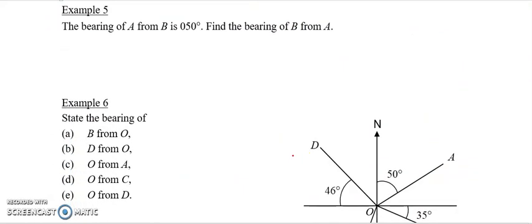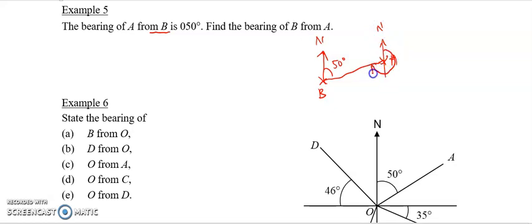In example 5, no diagram is given. We are supposed to find the bearing of B from A. Information given: bearing of A from B, where the reference point is B, is 50 degrees. So we can do a rough sketch ourselves. For A from B, the north is at B. We have 50 degrees, so A should be slightly in this position. If we were to find the bearing of B from A, we put north at A.